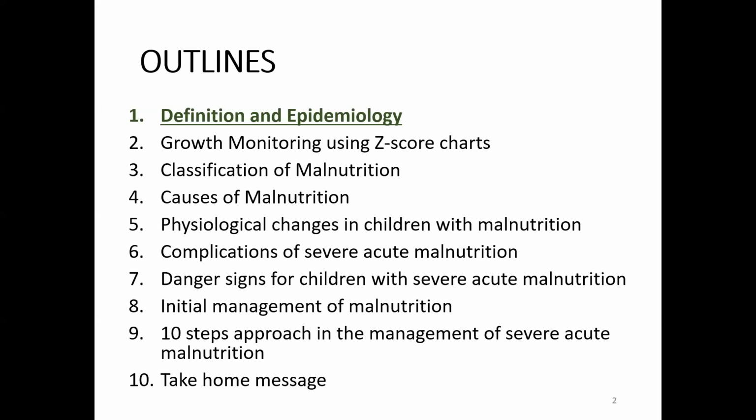So I chose Z-score charts because those are the ones that are put in the children's Road to Health booklets. So that will take you to how to interpret those, so that when those kids come to your room, you'll be able to interpret and understand what it means. And we'll talk about classification of malnutrition, the causes of malnutrition, and some physiological changes that may happen in children with malnutrition. Look at the complications and how to identify the danger signs and how to manage those children with malnutrition. So we will be dealing mainly with those.